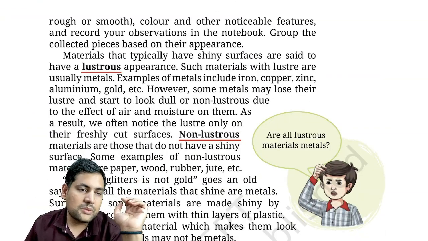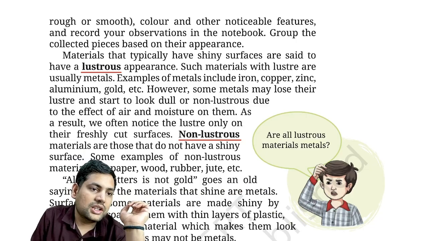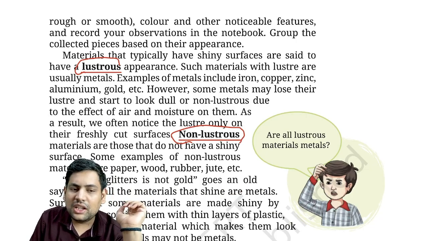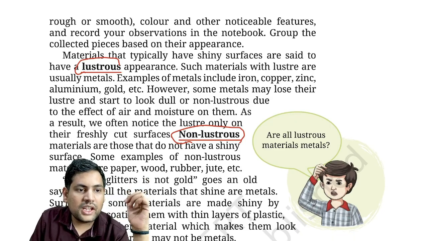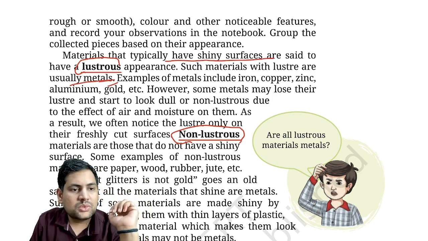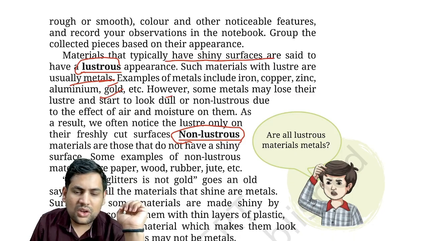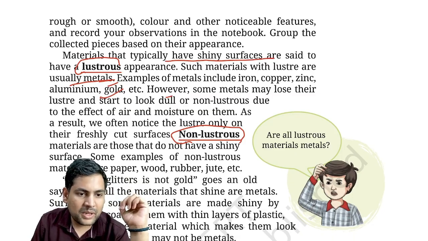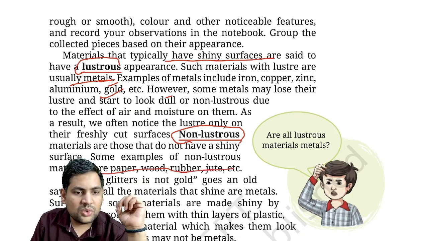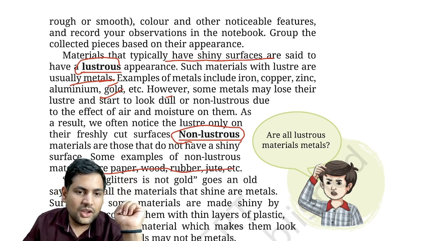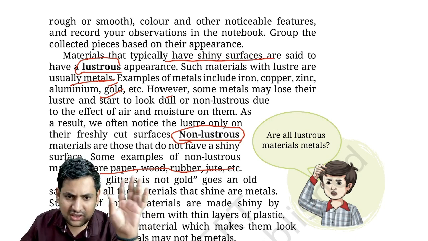The first property it talks about is lustrous and non-lustrous. Lustrous is very simply something which usually has shiny surfaces. Example, metals, correct? Aluminium, gold, whatever you take, all these are lustrous. Then next you come to non-lustrous, which is materials like paper, wood, all that, which do not have any luster or shine in them, correct? So this is the first classification, very basic things.